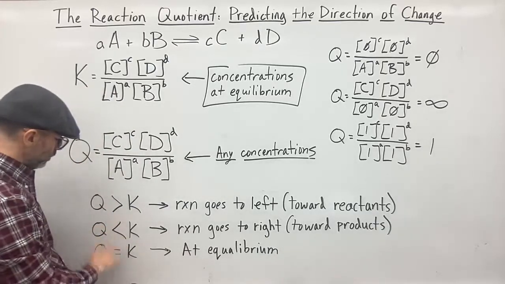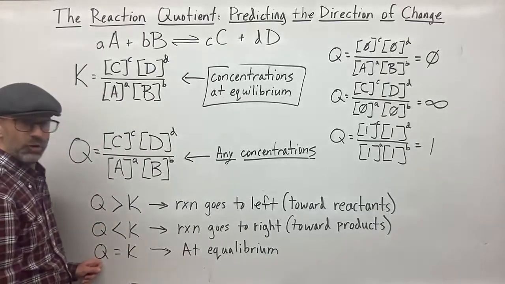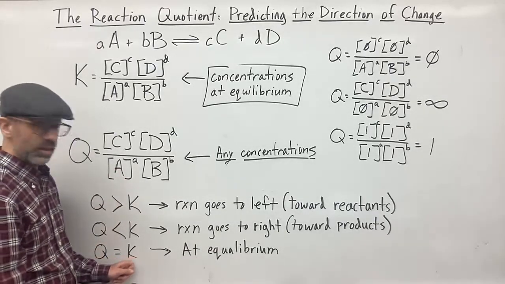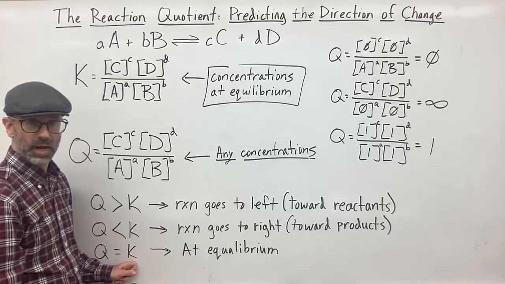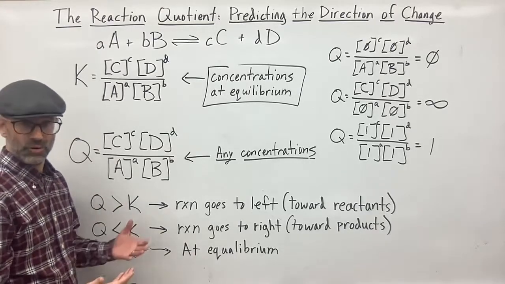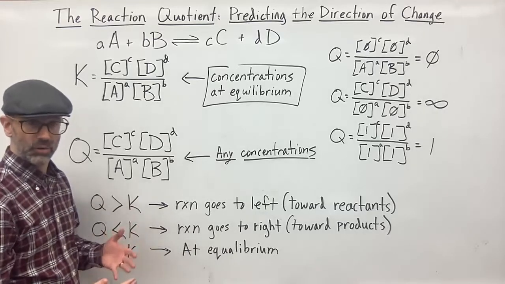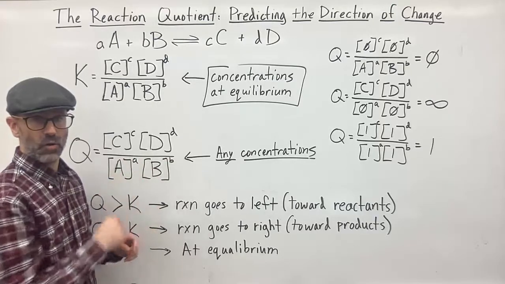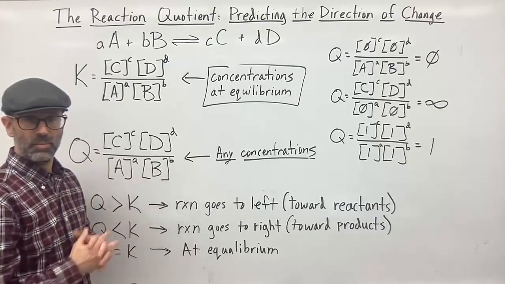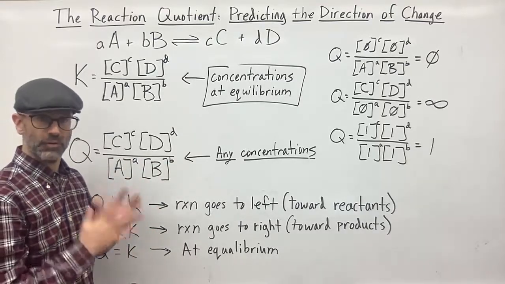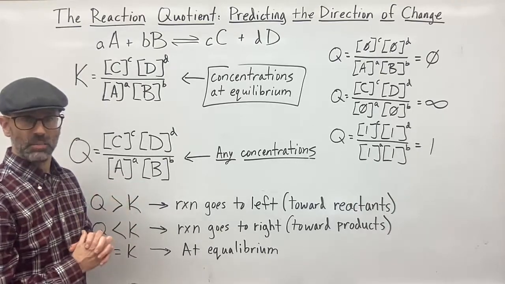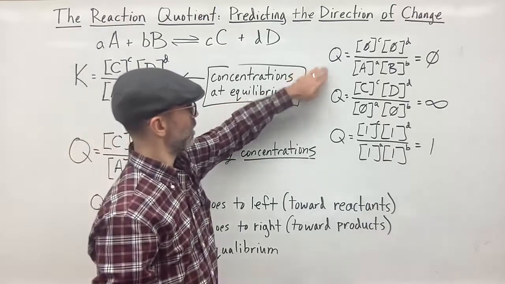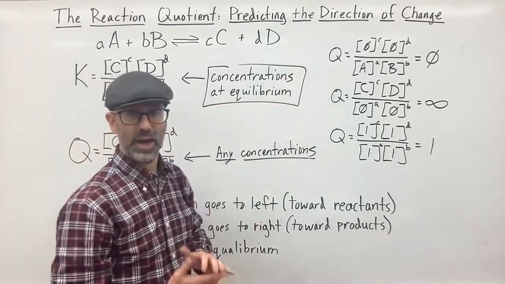The third option is if you plug in your values for Q and you find that it equals the equilibrium constant. Then you know that the concentrations you have are at equilibrium, and there's not going to be a shift in one way or the other. Both the forward and reverse reactions are going to have equal rates. So here are three different situations that you could have.